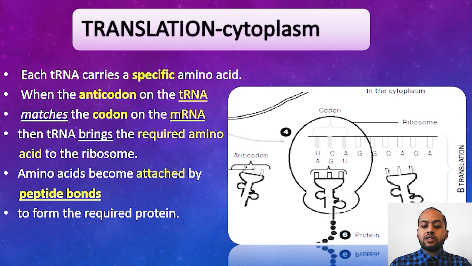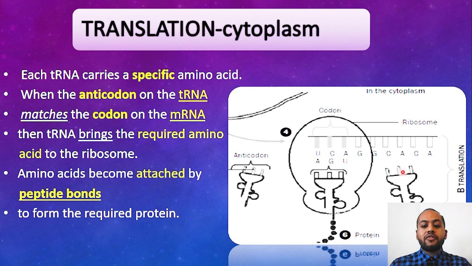So what happens in translation? Firstly, you are going to have a tRNA molecule coming. That tRNA strand is going to carry 2 things. Firstly, it's going to carry an anticodon.